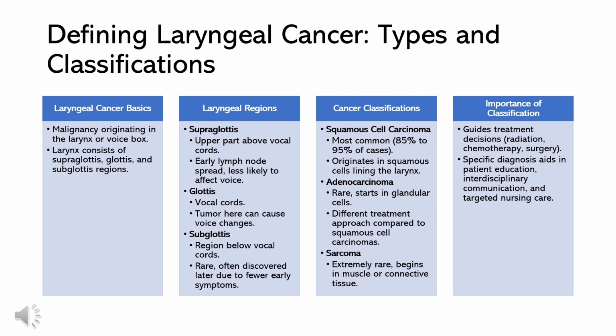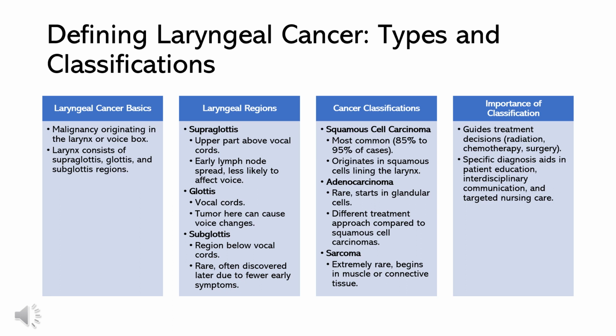Supraglottis. This is the upper part of the larynx above the vocal cords. Cancers here often spread to the lymph nodes early, but are less likely to infiltrate the voice box itself. Glottis. This is essentially the vocal cords. The tumor here can cause voice changes, a critical clue when diagnosing laryngeal cancer. And subglottis. This is the region below the vocal cords. Cancers here are the rarest and are typically discovered in later stages due to fewer noticeable early symptoms.